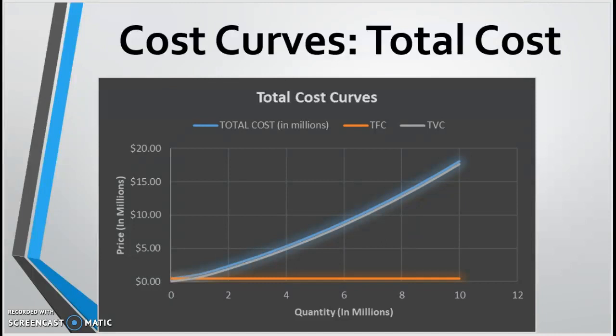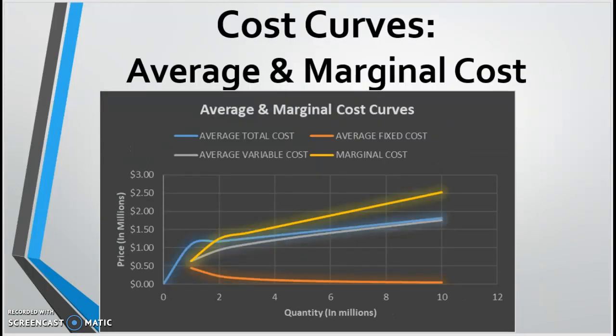First comes total cost. The total cost is outlined in blue, with the total fixed cost in orange and the total variable cost in gray. The average and marginal cost can be seen here, with the average total cost being outlined in blue, the average variable cost in gray, the average fixed cost in orange, and the marginal cost in yellow.